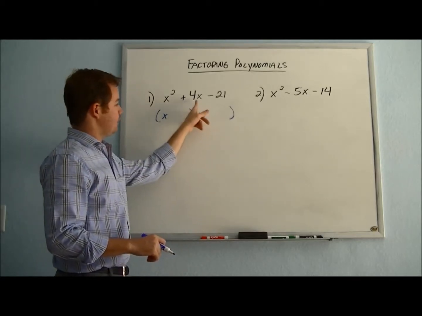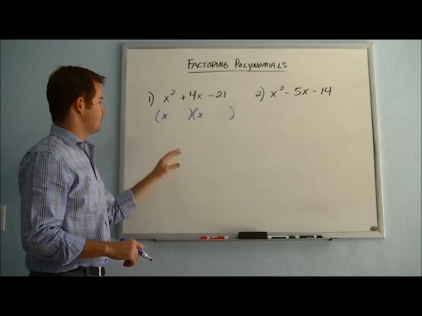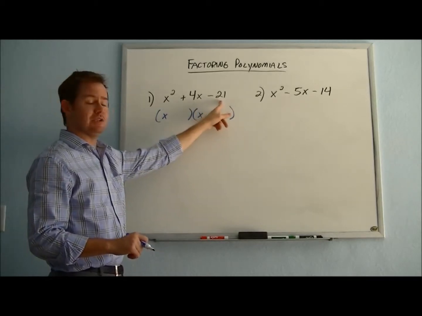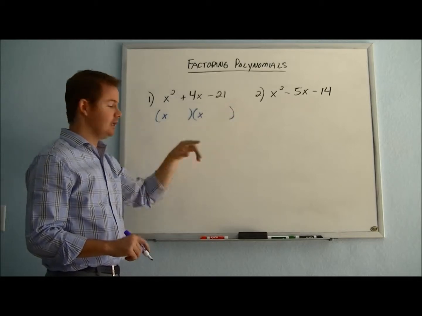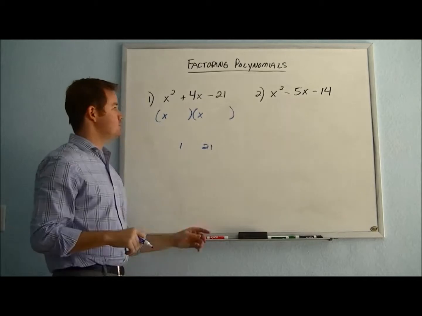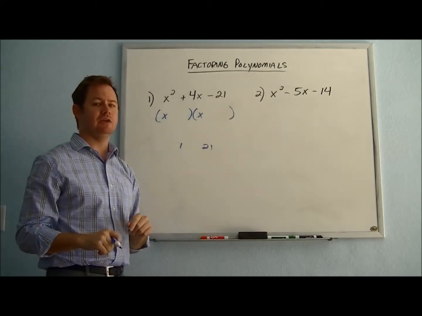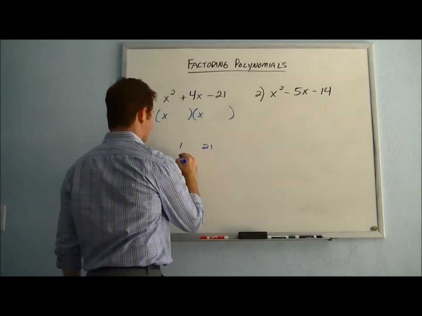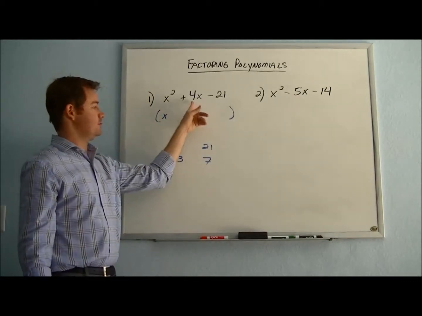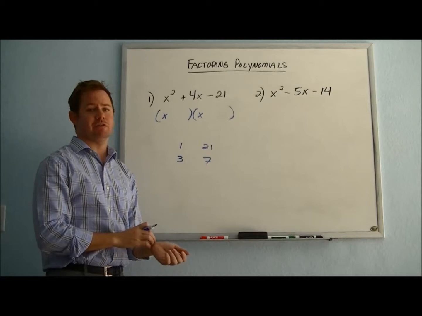Then, to figure out what we're going to factor this out to so that these numbers will work out, we want to take a look at this constant, this last number, and we want to just write out the factors of that number, because we're going to have to find two numbers that will multiply together to give us a negative 21. And then we're also going to have to find two numbers that will somehow add together to give us 4.